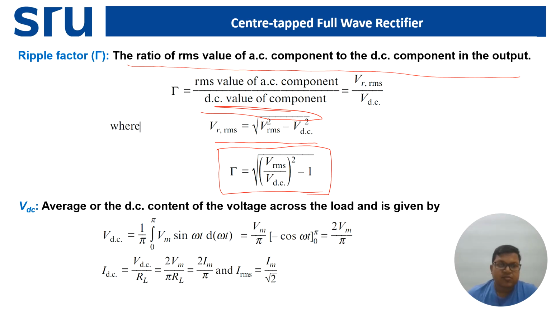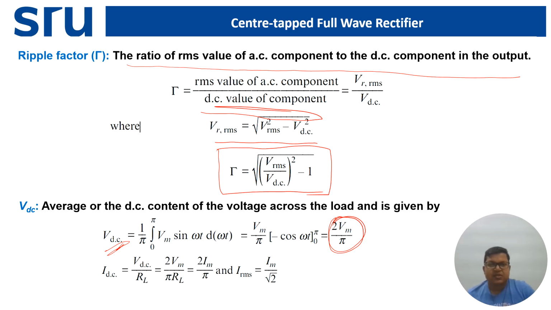Okay, let's see what the value is for DC. How do we find VDC? It will be 1 over pi times the integration of the input signal Vm sine omega t d omega t, with the integration from 0 to pi obviously. After the integration, we see that it becomes twice Vm by pi.